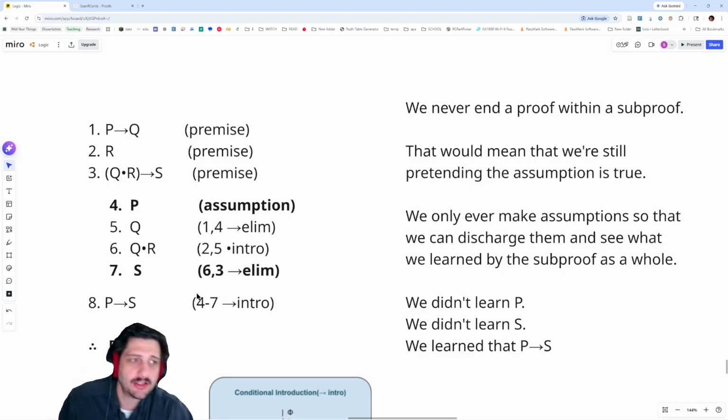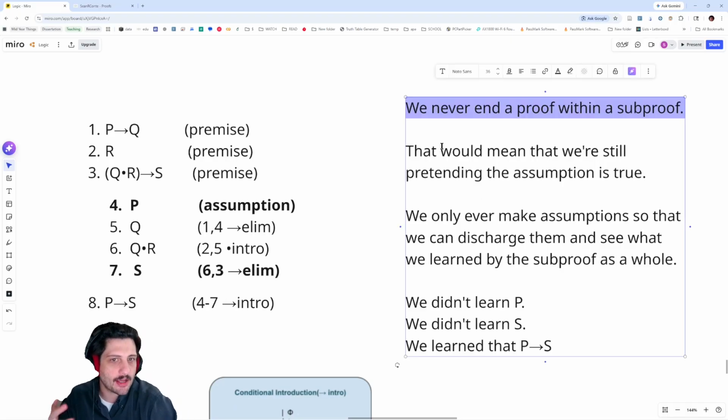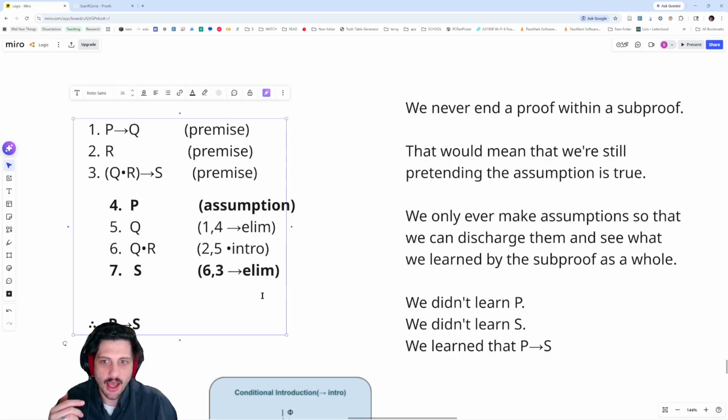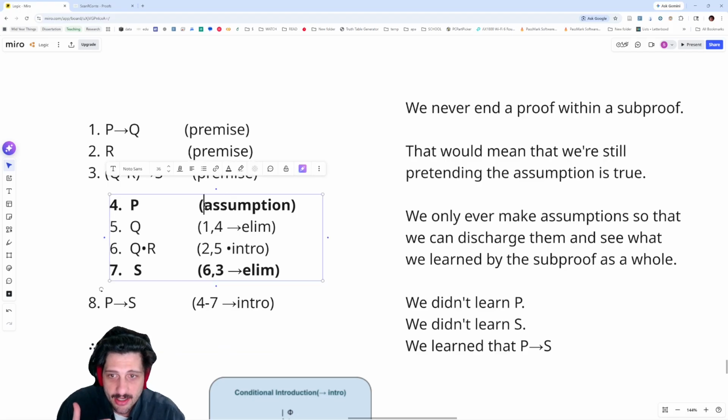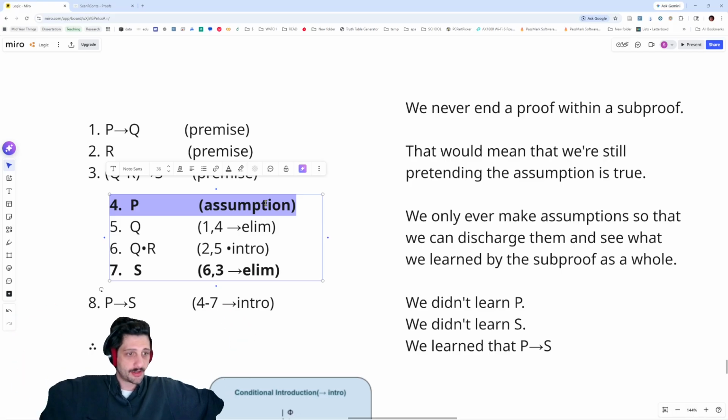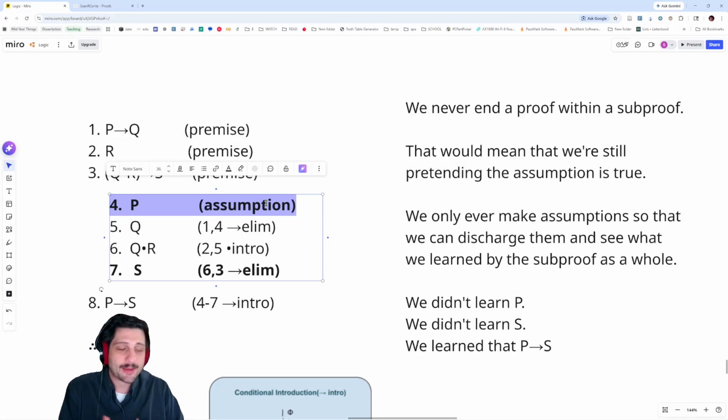A couple things just to be clear here. We never end within a subproof. I never am going to end without that last line, because in a sense, that would be like saying I haven't discharged my assumption. That would be like pretending my assumption is still true. But the only reason it's okay to make an assumption is because we're being honest. We're saying, I'm not going to believe this the entire time. I'm making it temporarily. I'm going to dispense with this later, because all that I'm doing is trying to show what would follow from it. I'm not trying to prove that it's true.